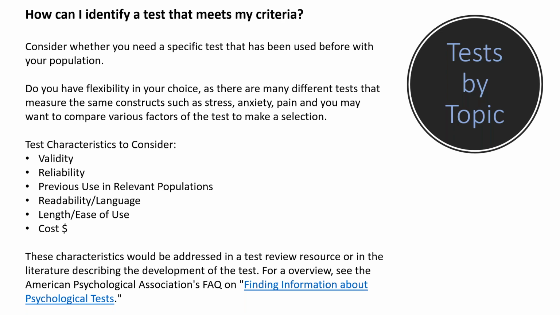So if you want to use a commercially published test, this is definitely a consideration. These characteristics would be addressed in a test review resource or in the literature describing the development of the test. And we'll talk a little bit more about looking that information up in a moment. But if you want an overview, we can also look at the APA FAQs on finding information about psychological tests.